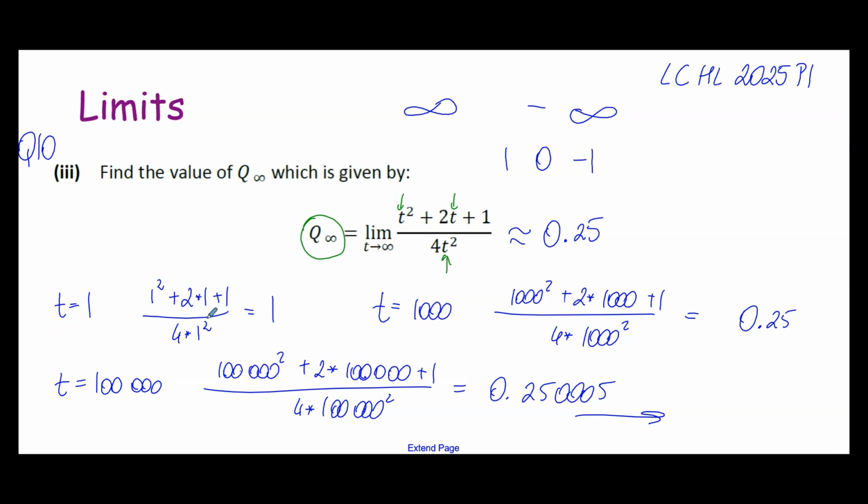But that's what I'm saying. Just use your calculator, put in bigger numbers, and you will notice the tendency that number will be going toward.